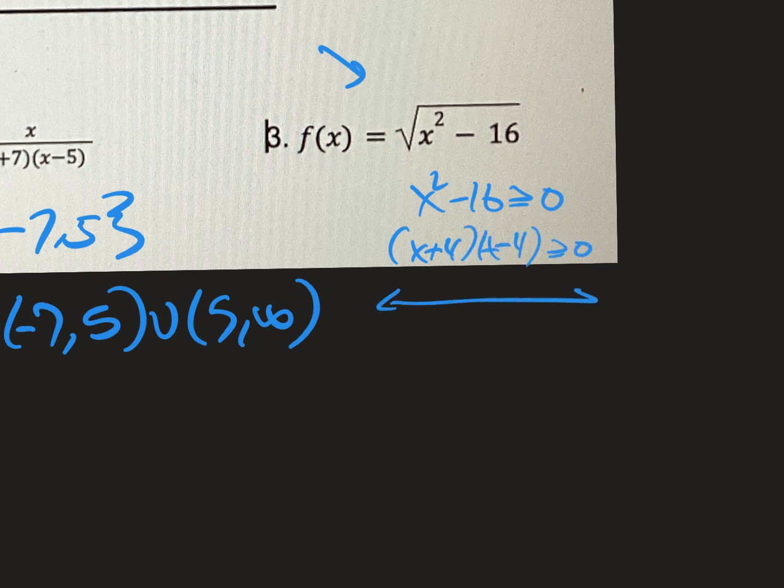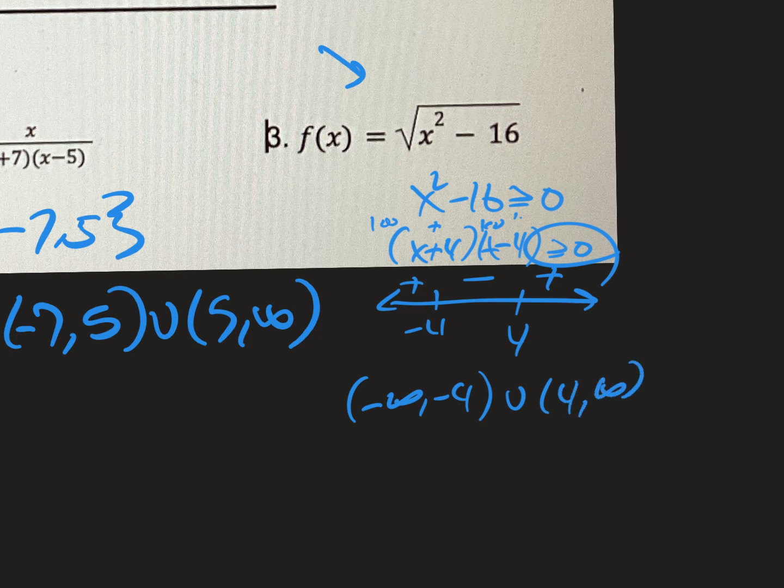This is where we drew our sign graph to figure out where things are going to be greater than 0. Plug in 100 like we always did. There and there, that's going to be a positive and a positive. So that means it's plus, minus, plus. And again, I'm looking for where it's positive. So my domain is going to be anything less than negative 4, and also anything bigger than 4. And those should have been brackets, by the way. So I'm going to change those two to brackets because it was greater than or equal to 0. Because a radical can equal 0, it just can't be negative.